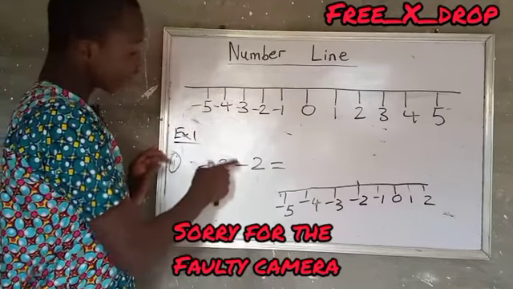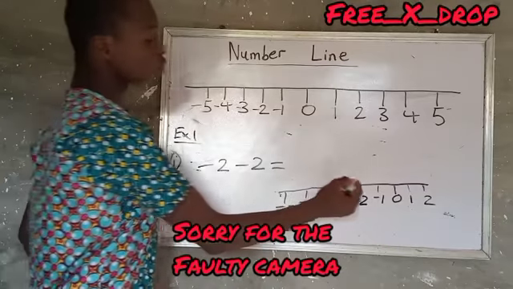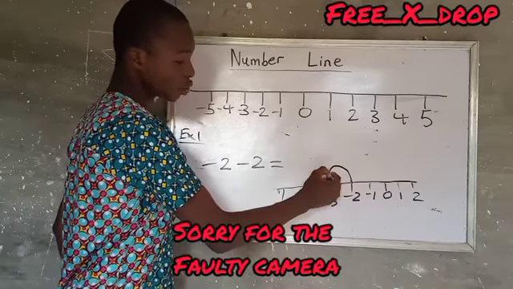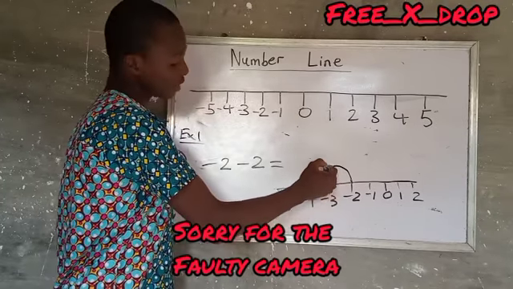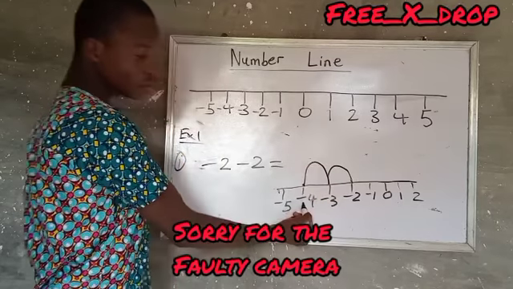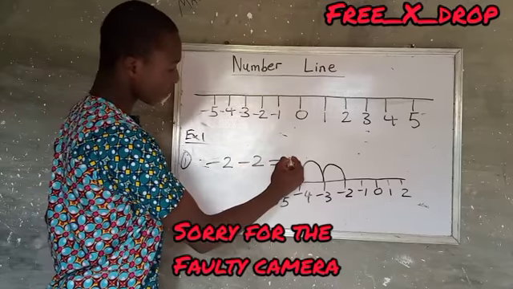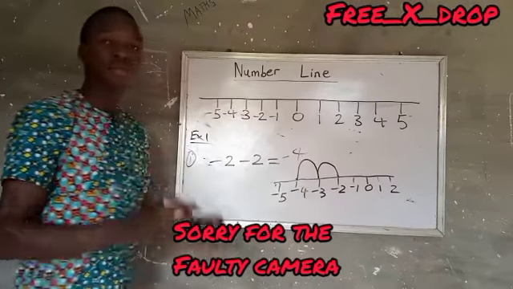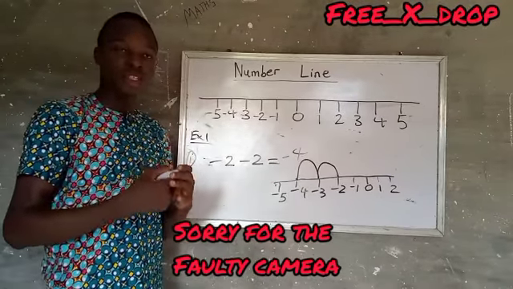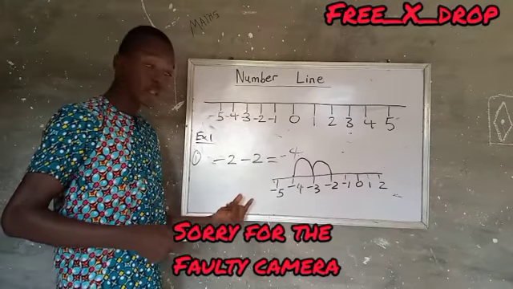This is a person here. You are minusing 2 from the person's life, and so you move 2 times backward. This is your 1, and this is your 2. So where did you land? Minus 4. Meaning your answer to this question is minus 4. You see the trick?